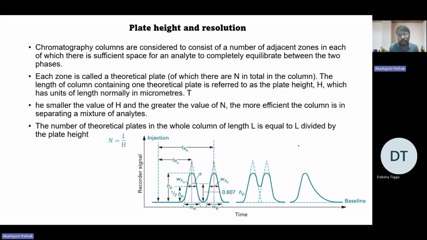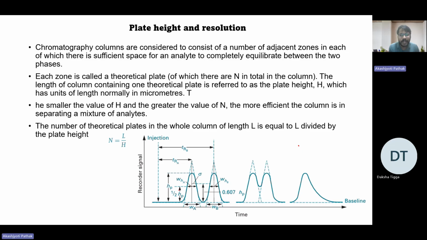And the retention time of peak B is what? It is TRB. So these two analytes have different peak retention times, that is TRA and TRB. Similarly, they have different peak widths as well. The peak width of A is WHA, the peak width of B is WHB. And this is the half peak height.